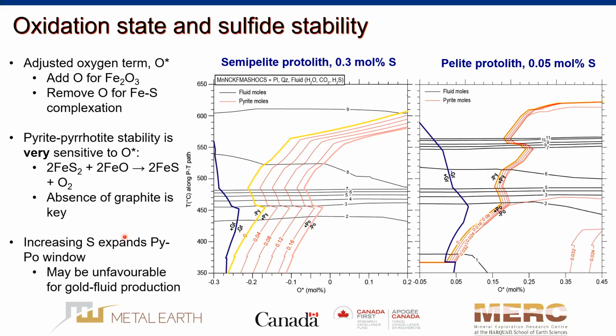The other point is that I compared two different protoliths with different sulfur contents, and you can see that increasing the sulfur actually expands the window of the pyrite to pyrrhotite transition. Whereas in this one, where you have only a little bit of sulfides in the rock, it's a quite smaller window. So maybe counterintuitively, even though you have less sulfides in this protolith, it might actually be less favorable for gold fluid production because you're not consuming sulfides as fast.